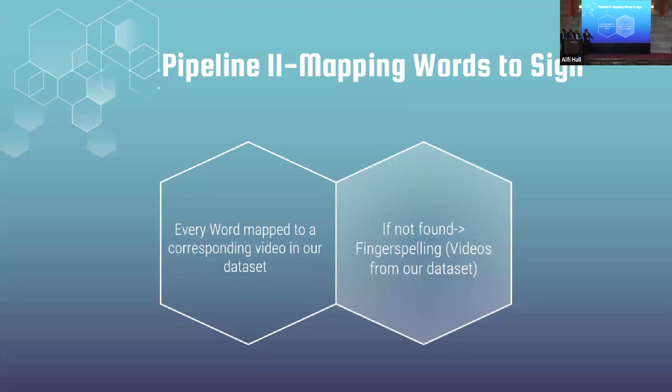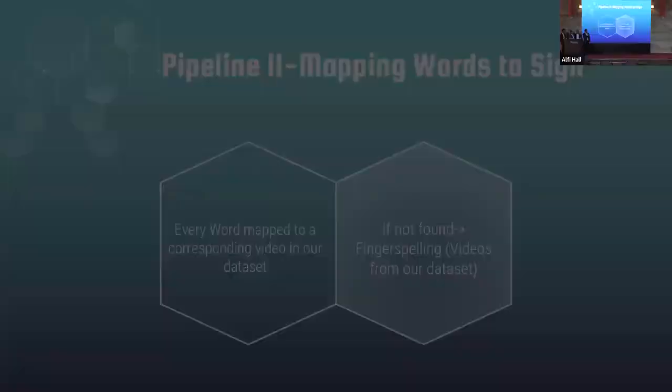If it's not a name of a city or a person, there's a corresponding video for it by our unified signer. And if it's not found, then it means it's a name of a city or a place or a country. Then it's fingerspelled using alphabets that are also present in our database using a unified signer.